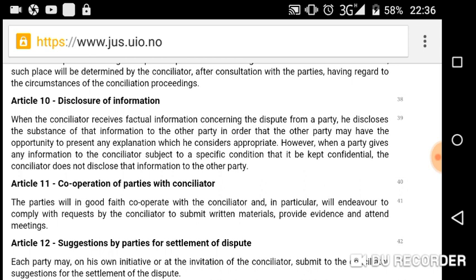When the conciliator receives factual information concerning the dispute from a party, he communicates the information to the other party. But in other cases, where a party gives information to the conciliator subject to a condition that it be kept confidential, the conciliator does not disclose it.